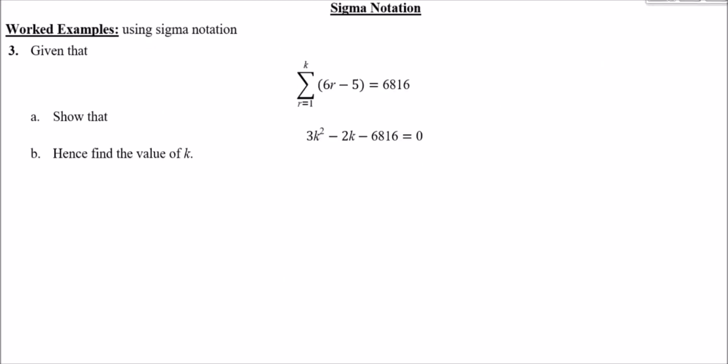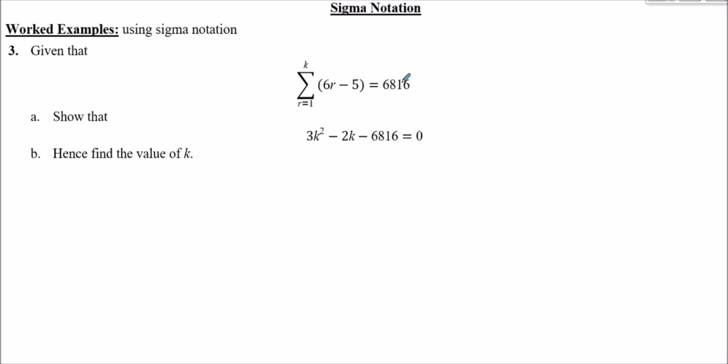So here we are, last but not least, final example. So given that the sum from r being 1 up to k of 6r minus 5 is 6,816, we have to show that k satisfies 3k squared minus 2k minus 6816 equals 0. Then part B, we need to find that particular value of k.